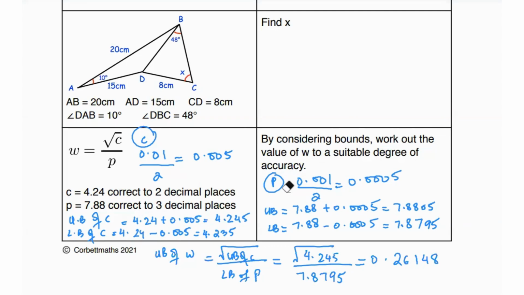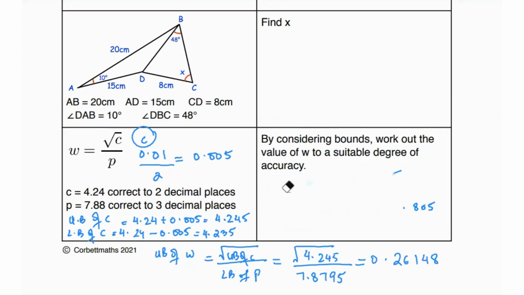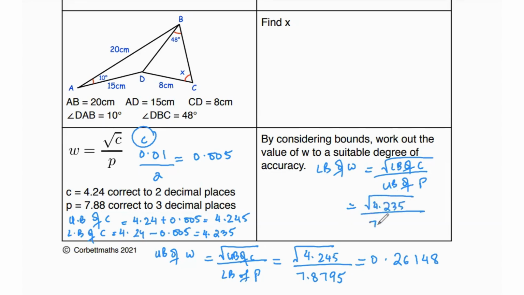So now I'm going to repeat the steps for the lower bound of W. But in that case, we divide the lower bound of C by the upper bound of P. So that's going to be the square root of 4.235 divided by 7.8805, and this will equal 0.26113.